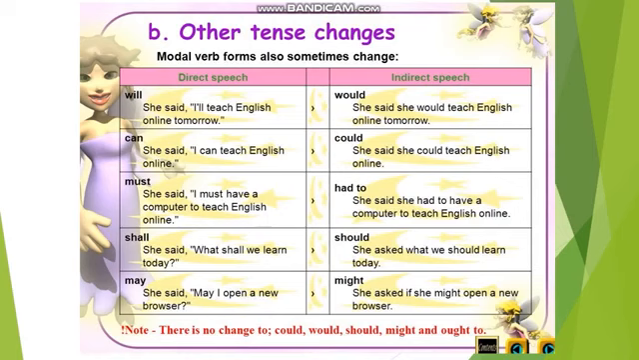Must changes to had to. She said, "I must have a computer to teach English online." She said she had to have a computer to teach English online. Shall changes to should. She said, "What shall we learn today?" She asked what we should learn today. May changes to might. She said, "May I open a new browser?" She asked if she might open a new browser.